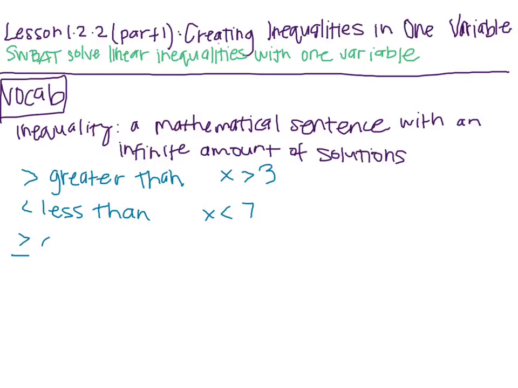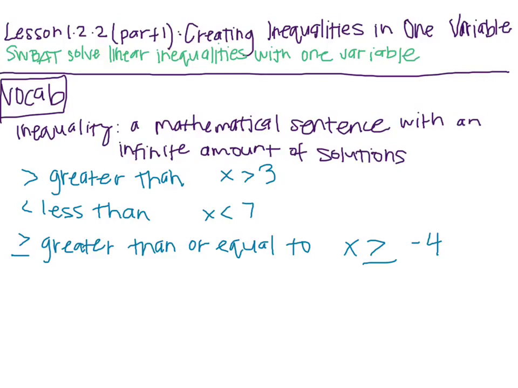Our third one is greater than or equal to. So this is similar to the greater than symbol. The only difference is that it has one little line underneath it, meaning it could also be equal to. So an example is x is greater than or equal to -4, which means that x could be any number from -4 and up.